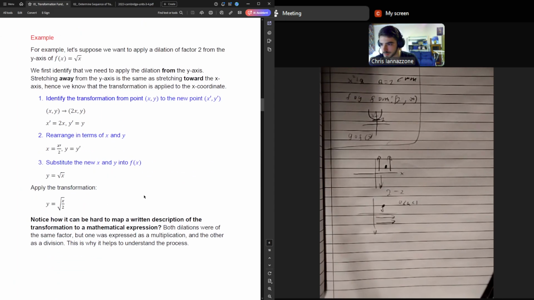Once again, another example. Same factor, but this time it's from the y. So the 2 is going to go on the x, rearrange, substitute, and then that's pretty much all you've got there.